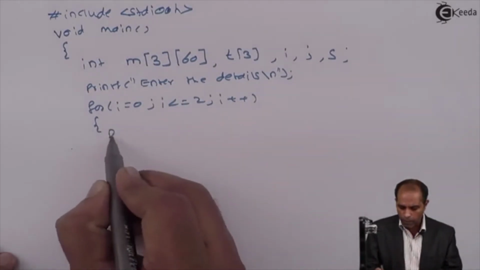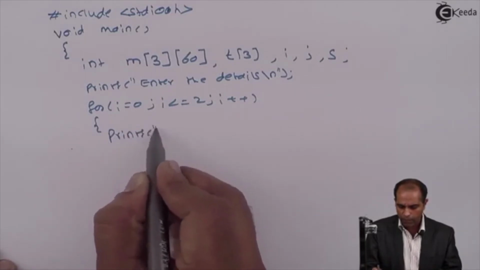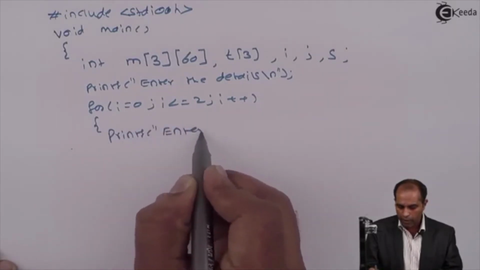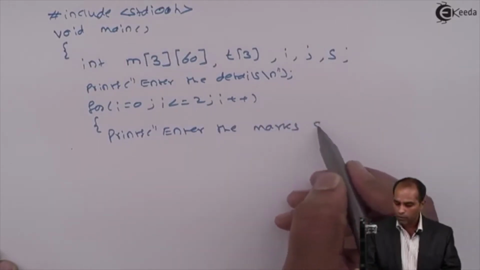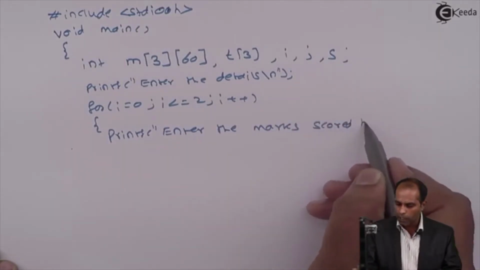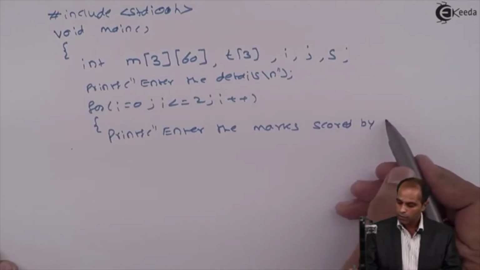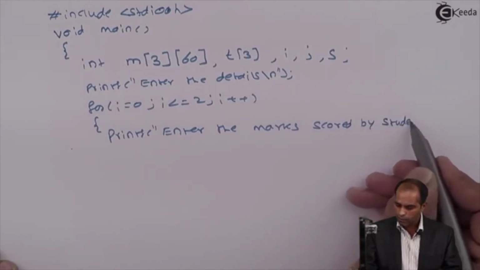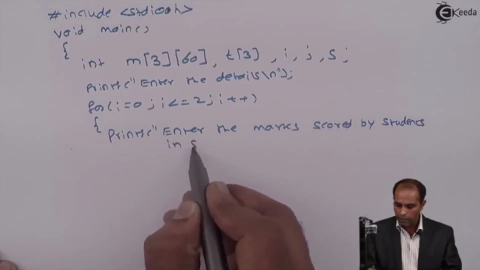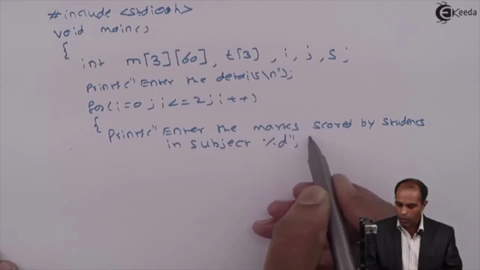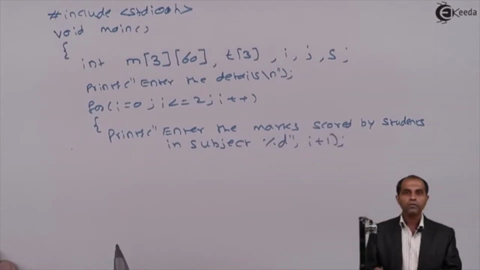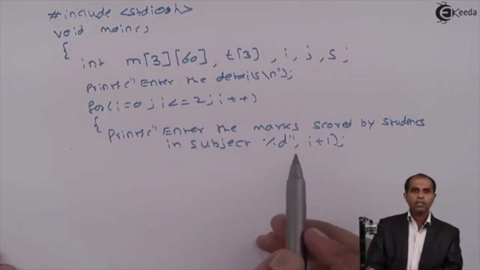So why don't we place a printf inside this? I'll say printf("Enter the marks scored by students in subject %d", i + 1). Now see, this is just to make the program more interactive.